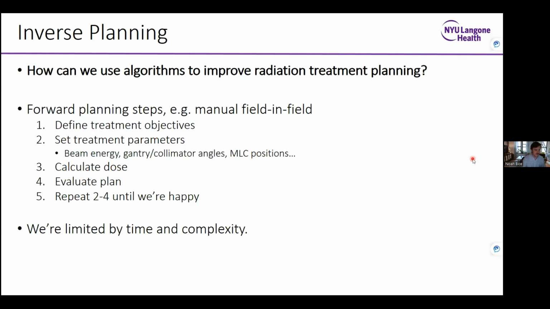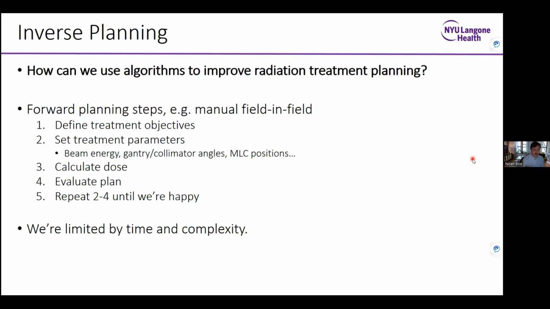based on our best judgment, which could be beam energy, or all the things that we mentioned earlier, if we're collimating with an MLC, which MLC positions to use, how many subfields we want to use if it's a field and field. We calculate dose in a model of the patient, evaluate the plan according to our treatment objectives, and then if we're unhappy with how the plan looks, we continue to iterate, right? We go back and adjust parameters and calculate dose and continue evaluating.